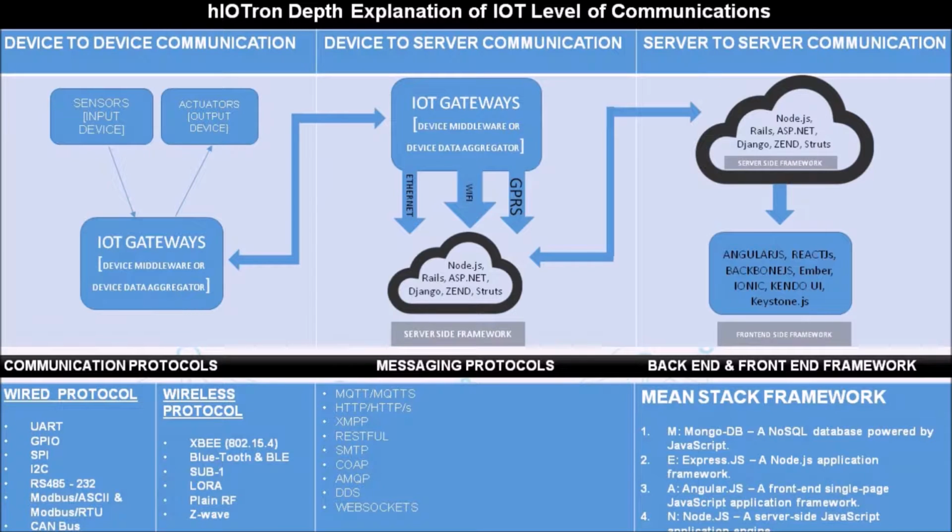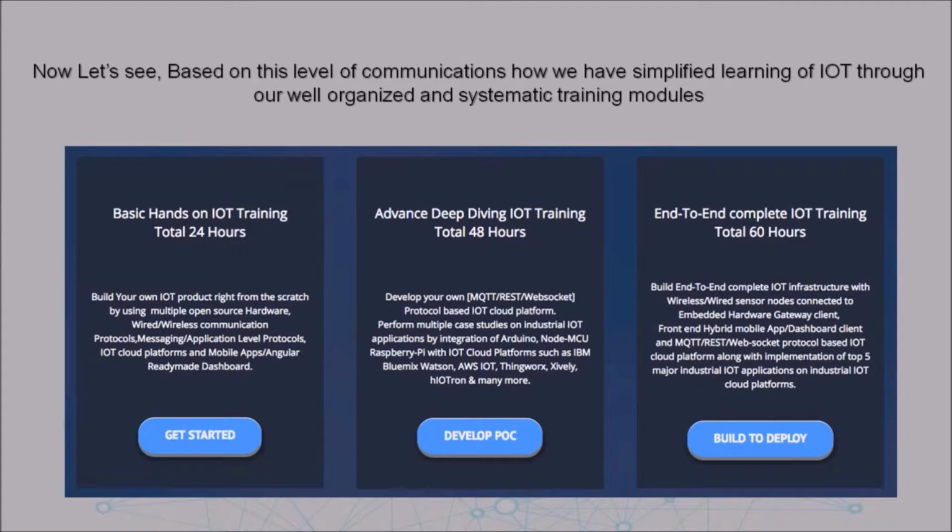So all of these, a combination of all three levels of communication put together, build the complete IoT product. Now let's see, based on these levels of communication, how we have simplified learning of IoT through our well-organized and systematic training module. Basically, our training will be divided into three modules.